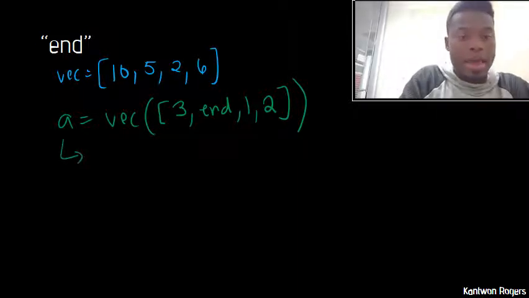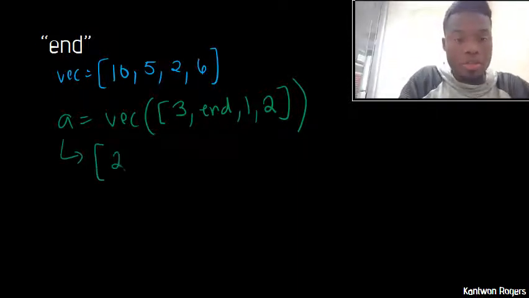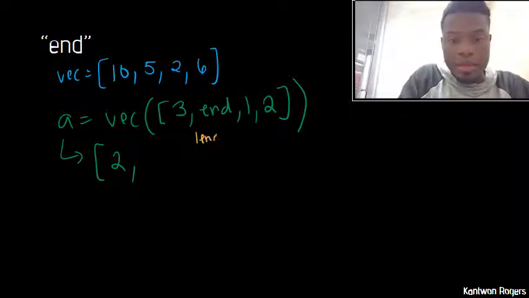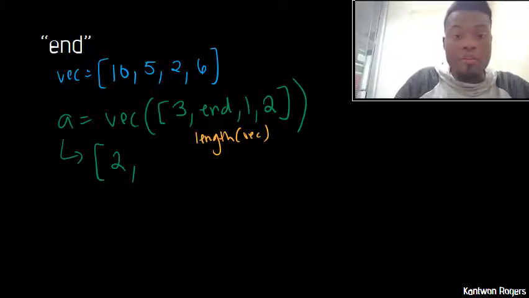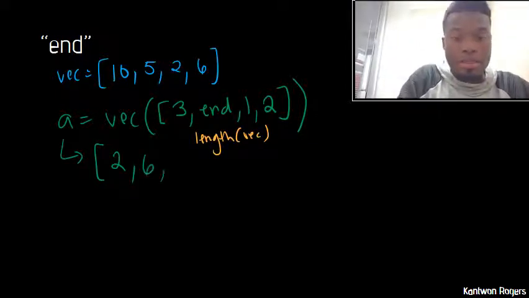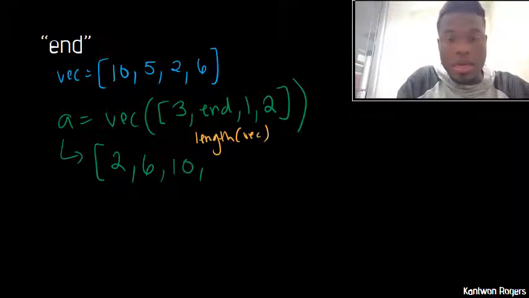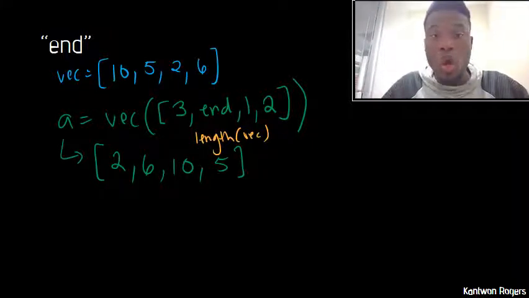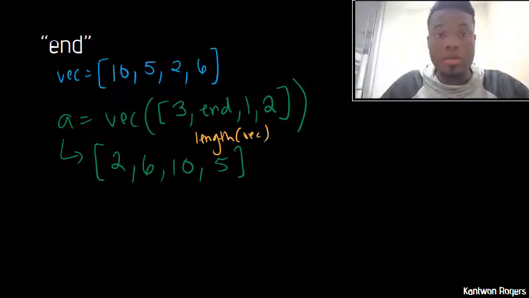So in this case here, a will be first the third number of vec, which is 2, then end, which, remember, end evaluates to the length of whatever I'm indexing. In this case, that is length of vec. So therefore, length of vec is the same thing as 4, so that's equivalent to me indexing the fourth value. So therefore, I would have a 6, and then the first index, which is 10, and then the second index, which is 5. So end is very powerful when we use the colon operator in order to index vectors.